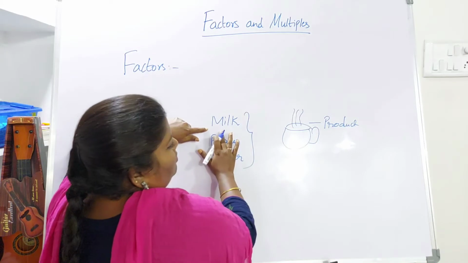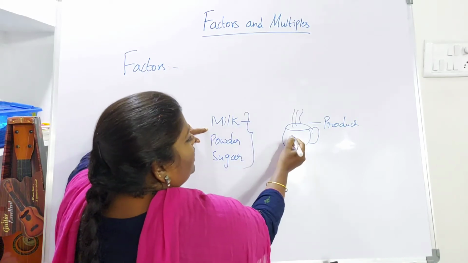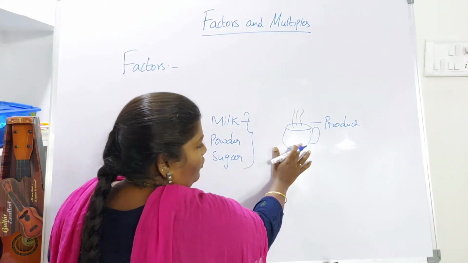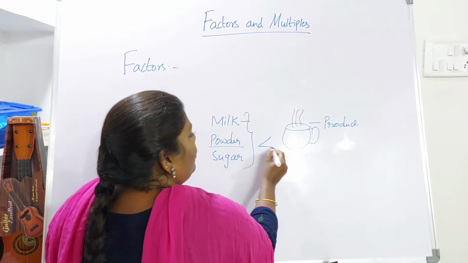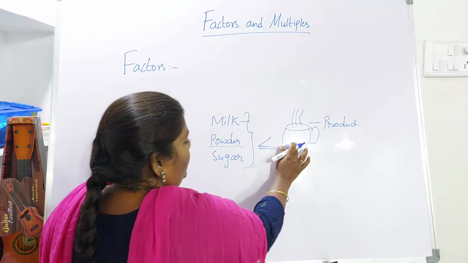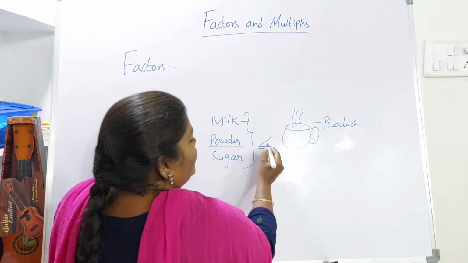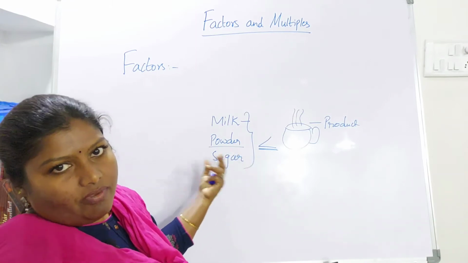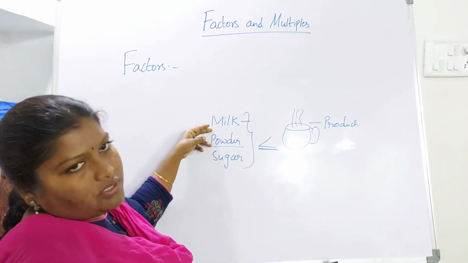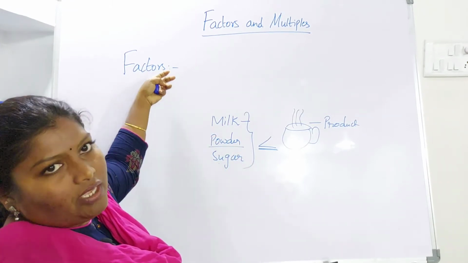Now a cup of coffee I have got. Always remember, milk will be less than or equal to the cup of coffee. Coffee powder will be less than or equal to the coffee. Sugar is also less than or equal to the coffee. So you understood the variation. Now the same concept I'll implement in the factors.